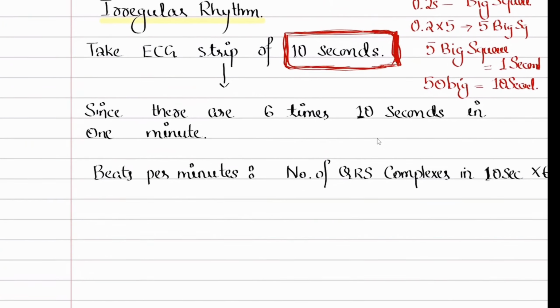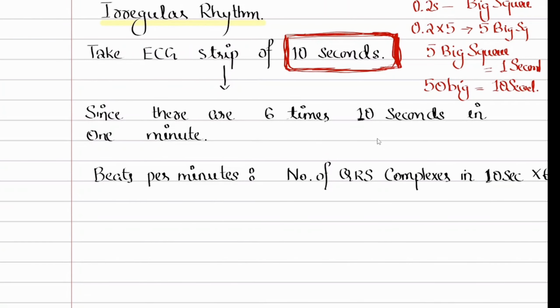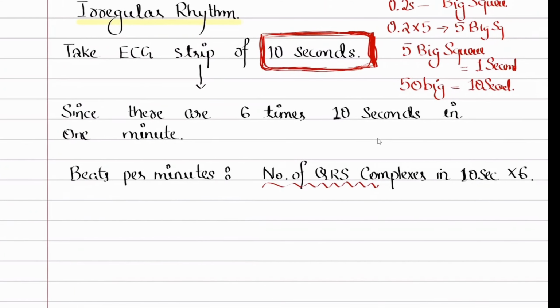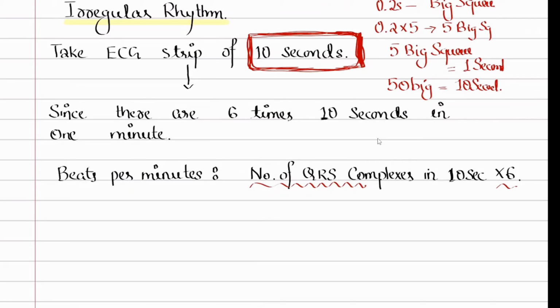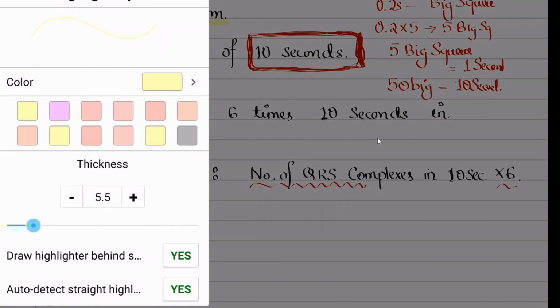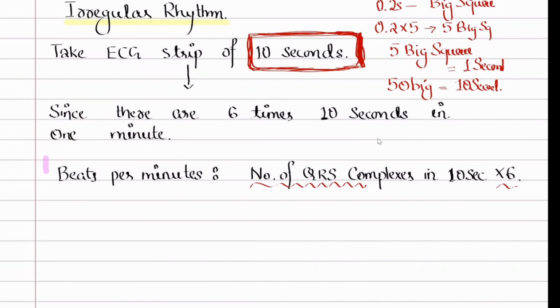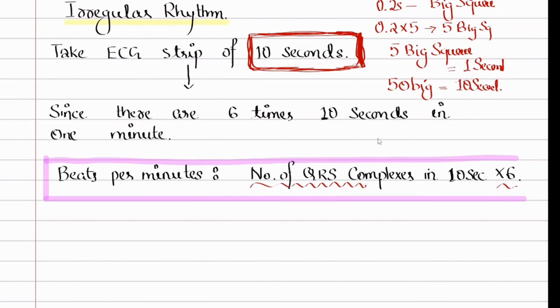So if it is an irregular rhythm, that is, a P wave not preceding every QRS complex, or no QRS complex after a P wave, in such cases we take it as an irregular rhythm. We count the number of QRS complexes in 10 seconds, then multiply it by 6. This is the formula.